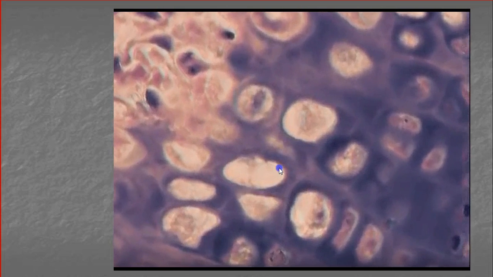So what they're describing here is what occurs at, I believe they said, 8 weeks in development: you have the chondrocytes that form the model, or the beginning of what should be your skeletal system.